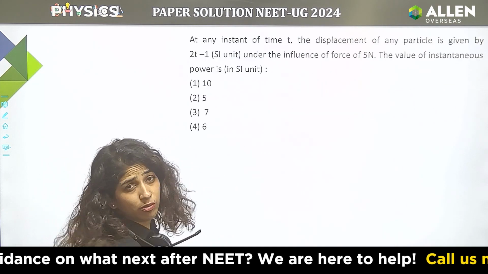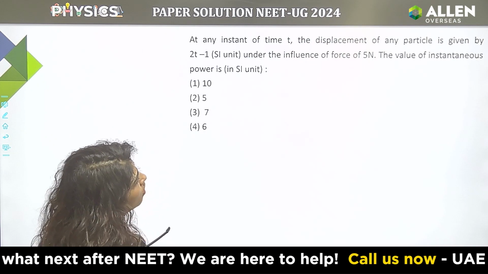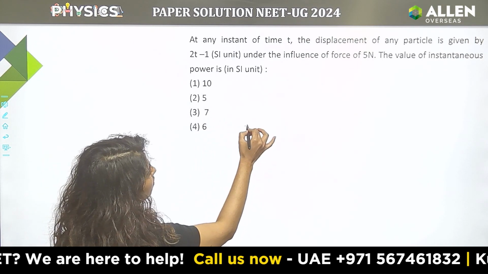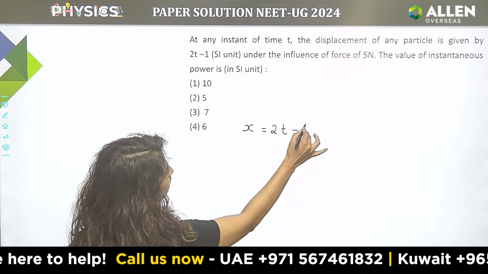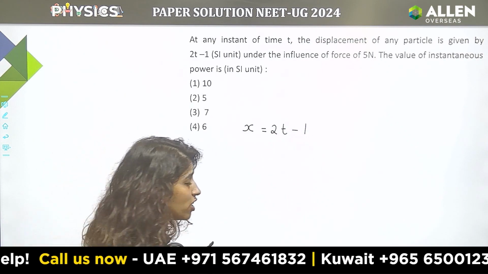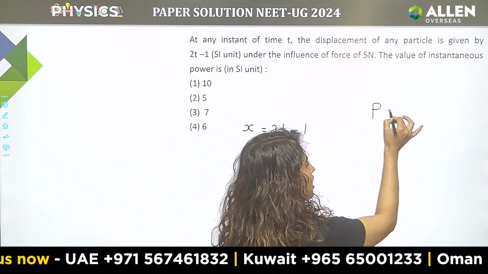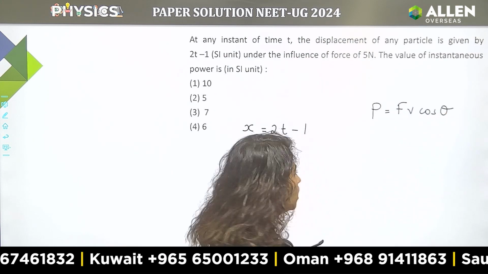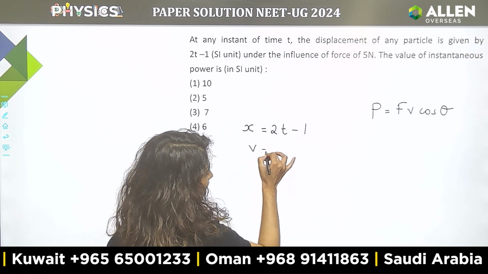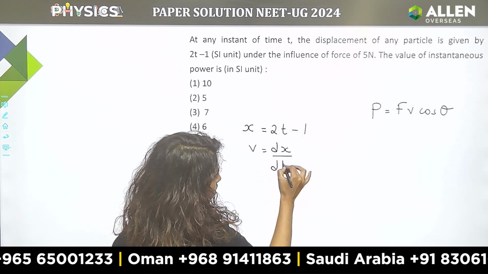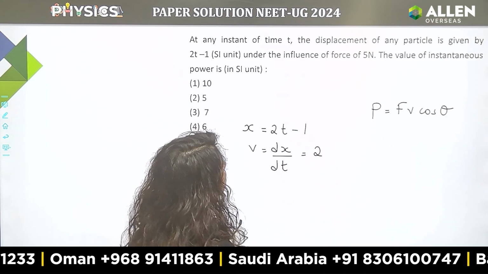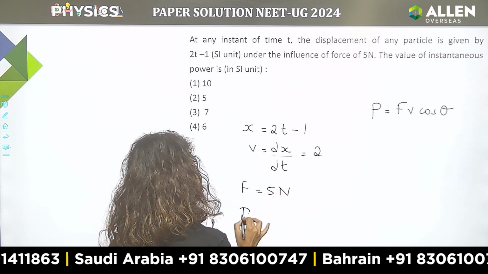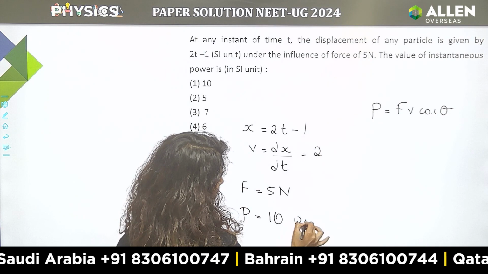Next question, this question is from kinematics, work, power, energy. The question is, displacement is given as x = 2t minus 1, and they are asking us the value of instantaneous power. Instantaneous power is Fv cos theta, or I can say F dot v. From this, I'll get v as dx by dt. So dx by dt here comes to 2, and force is given as 5 Newton. So if force is 5 Newton, how much will power be? 10.